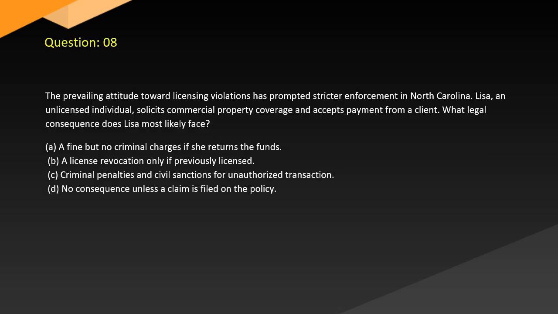Question 8. The prevailing attitude toward licensing violations has prompted stricter enforcement in North Carolina. Lisa, an unlicensed individual, solicits commercial property coverage and accepts payment from a client. What legal consequence does Lisa most likely face? A. A fine, but no criminal charges if she returns the funds. B. A license revocation, only if previously licensed. C. Criminal penalties and civil sanctions for unauthorized transaction. D. No consequence unless a claim is filed on the policy.